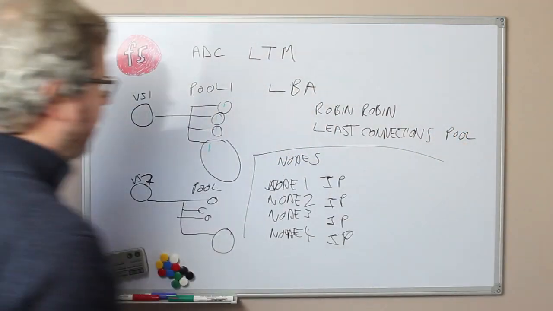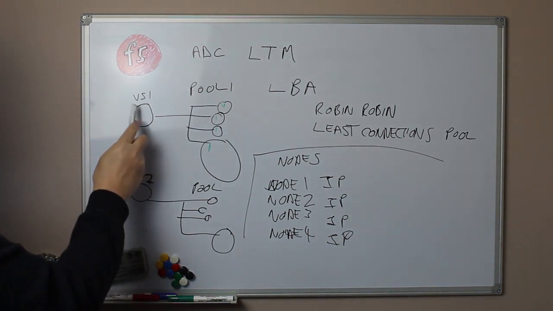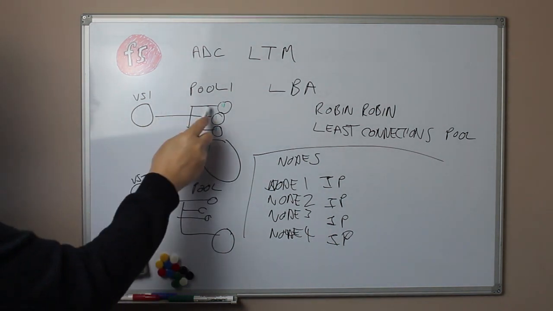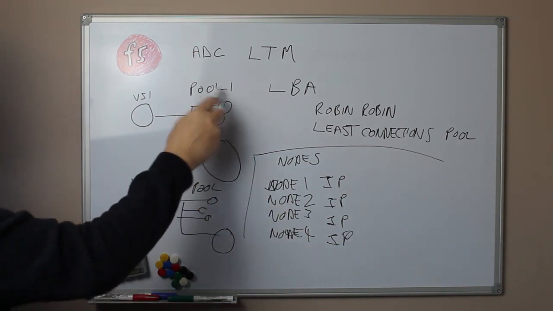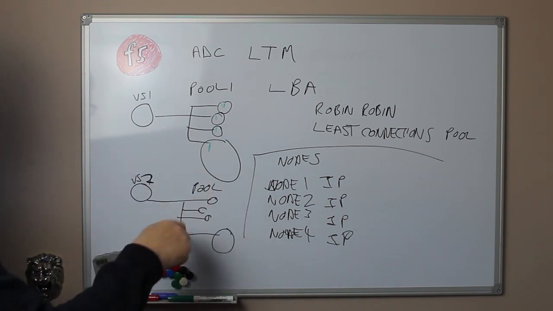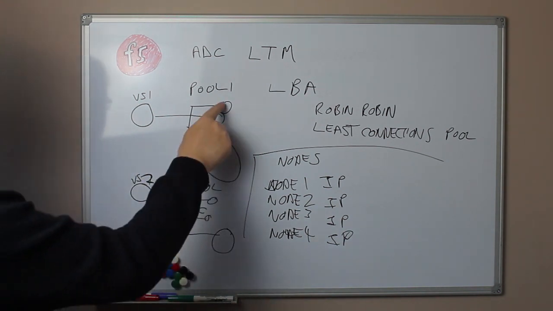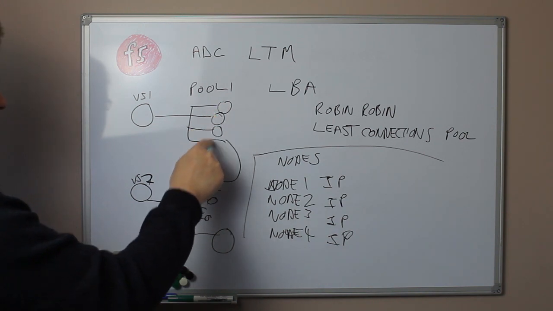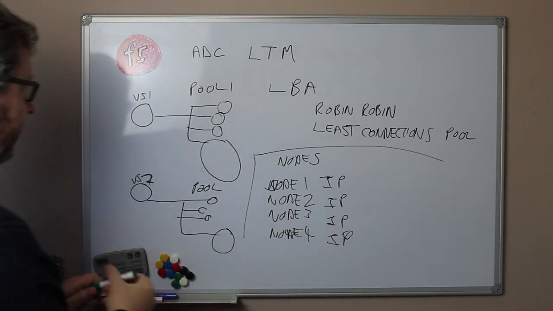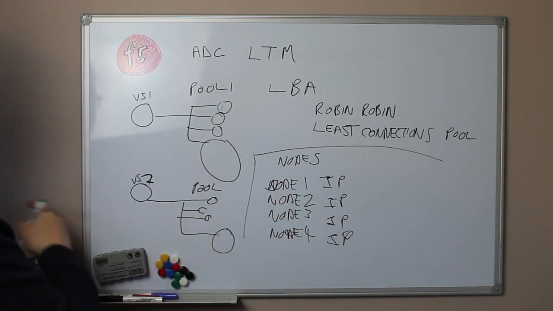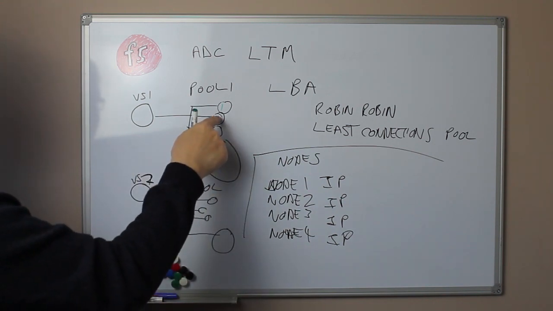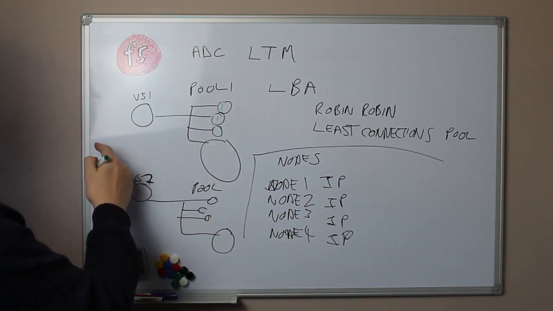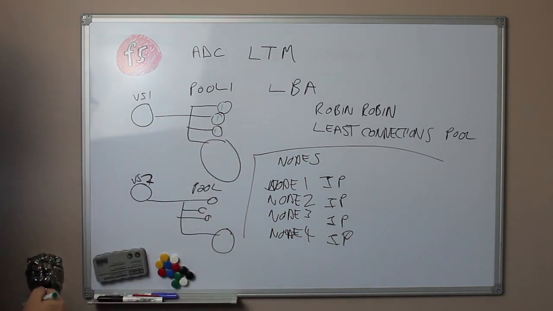pool member, what will happen is, as the requests come into virtual server 1, it will look at how many requests each node in the pool has for pool 1. So in this instance, if we start again, request 1 comes in, goes to pool member 1, request 2, pool member 2, because nobody has any, because pool member 2, 3 and 4 don't have any connections. Request 3, pool member 3, request 4, pool member 4.